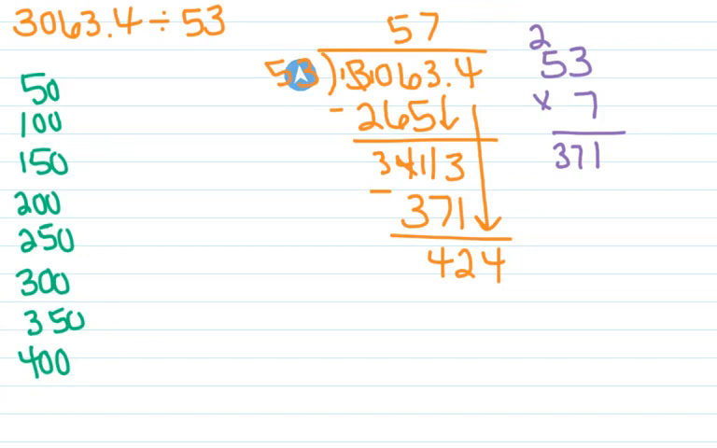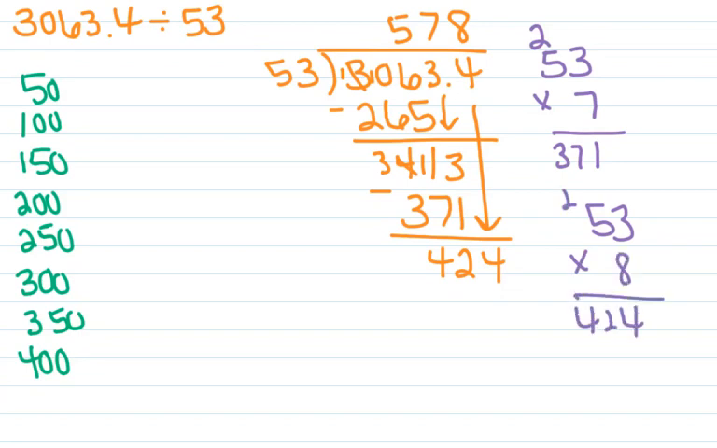So I need to know how many times 53 goes into 424. And if you remember from the last multiplication problem we just did of 53 times 8, I believe we got 424. So let's try that again. 53 times 8, and we did. So it does go in exactly 8 times. 53 times 8 is 424, with a remainder of 0. Here is my decimal that I need to bring up. So I get here a final answer of 57 and 8 tenths.